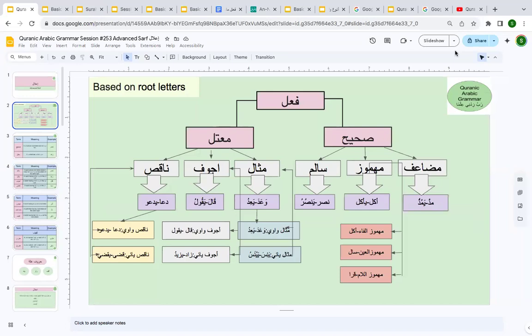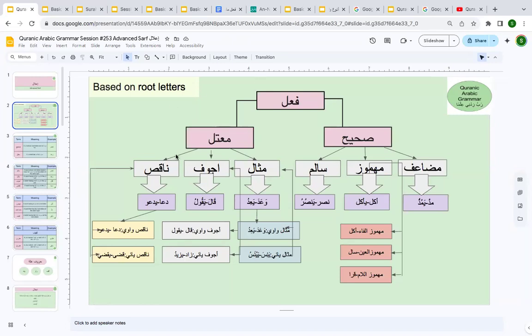If your fi'l has a weak letter, can anyone tell me what is that fi'l called? Will it be on the right side or on the left side, as per the slide? If a fi'l has a weak letter in it as its root letter, it is going to be mu'tal. Yes, very good job. And this is going to be on the left side. Very well done. Barakallahu feek.